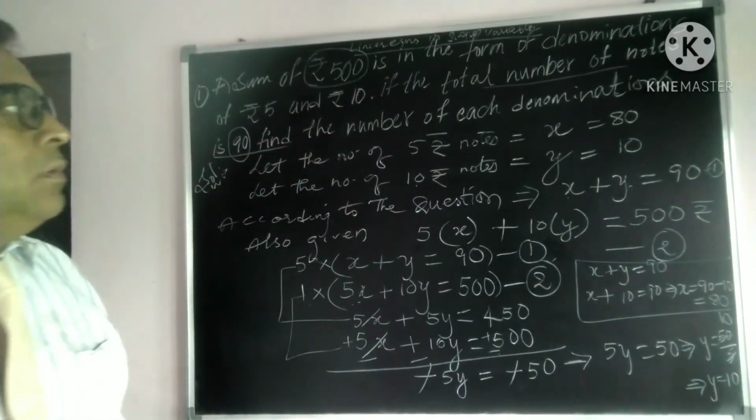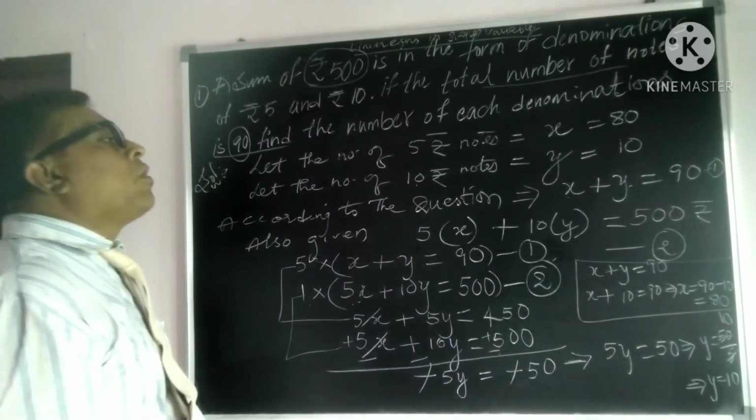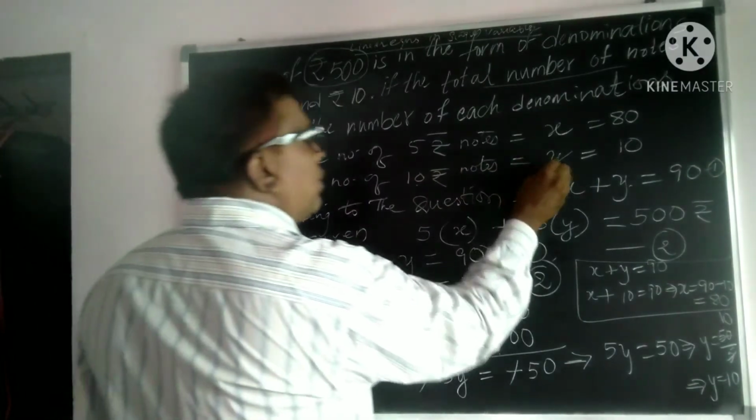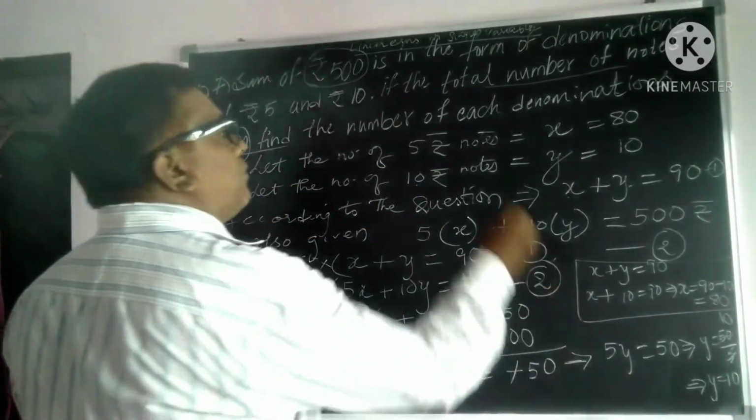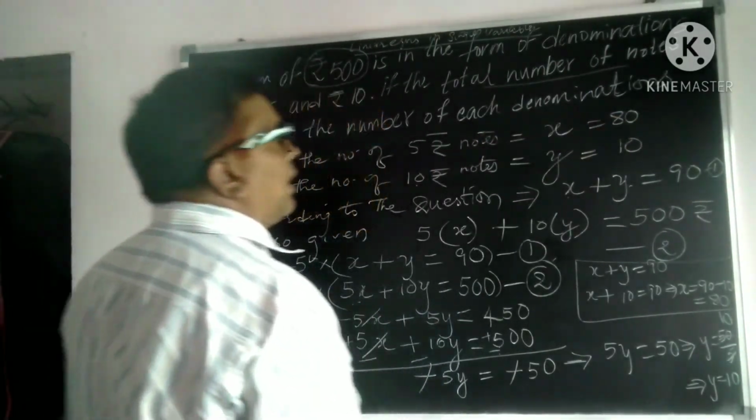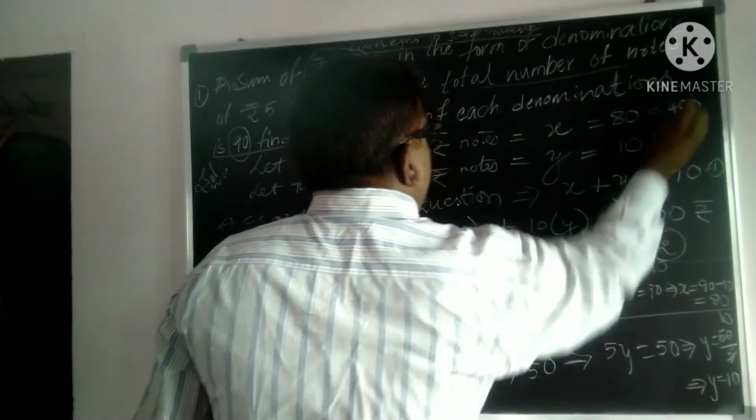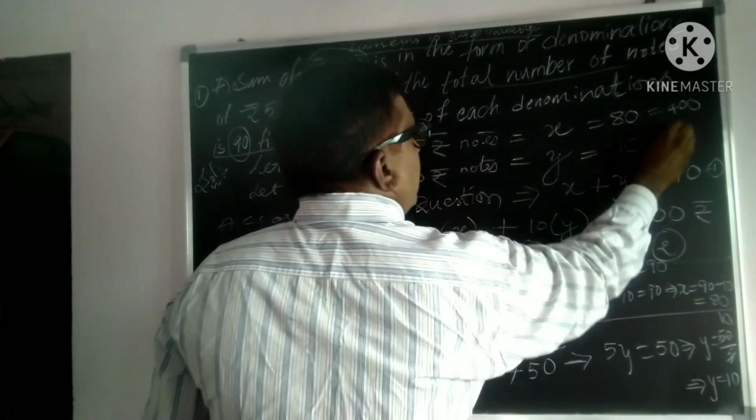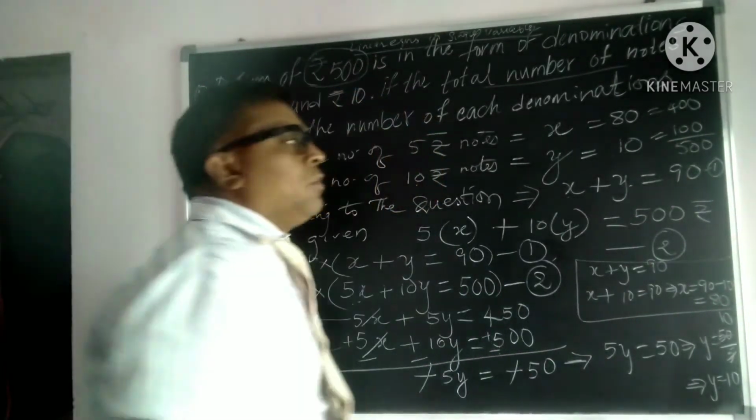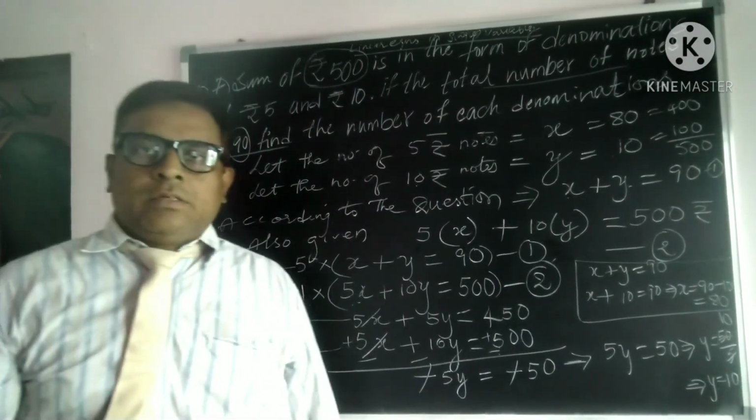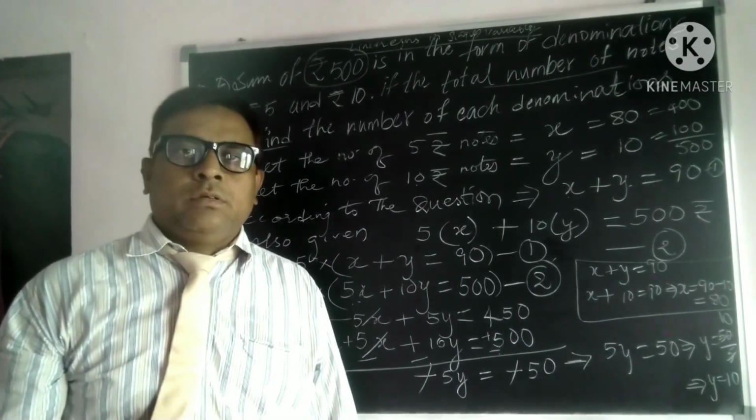Did you understand the answer? The number of 10 rupees notes is y equal to 10 and the number of 5 rupees notes is 80. Checking, 5 into 80 is 400 and 10 into 10 is 100. So the total is equal to 500. By this we can understand that the x value and y value we got are correct.